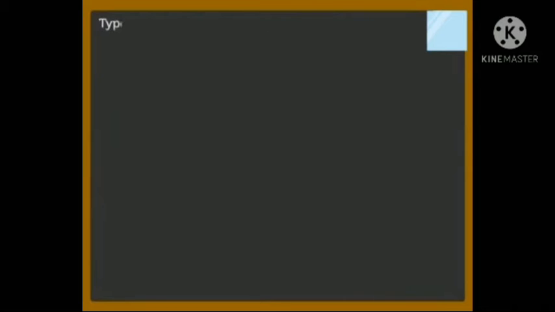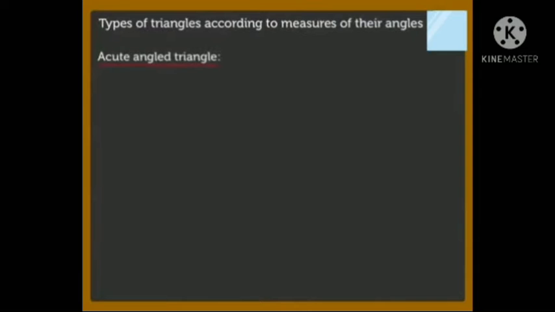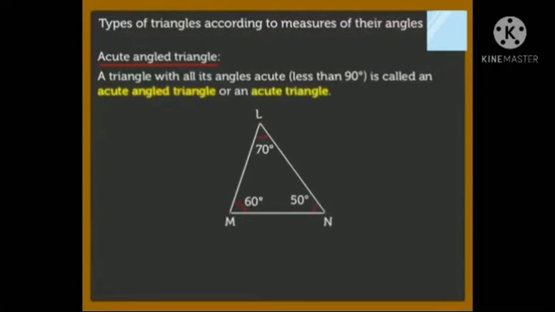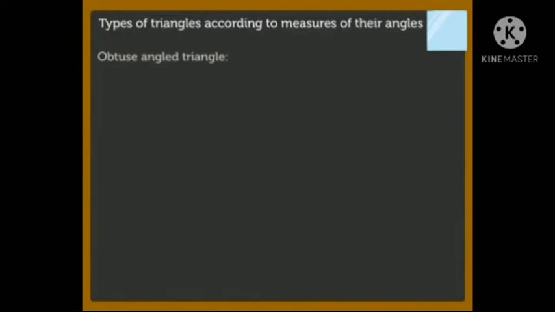Now let's see according to the measure of angles. First, acute angle triangle. A triangle with all its angles acute, or less than 90 degrees, is called an acute angled triangle or an acute triangle. You can see here all angles, angle L, M and N, are acute angles. So we can say that triangle LMN is an acute angle triangle.